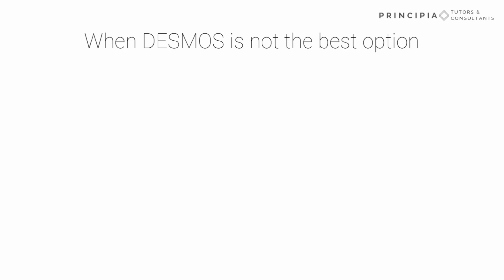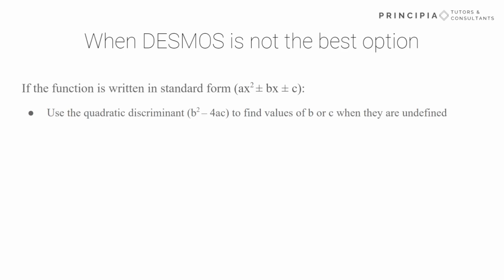All right, what about when DESMOS is not the best option? First, if the function is already written in standard form, again, that's ax squared plus or minus bx plus or minus c, use the quadratic discriminant, which is b squared minus 4ac, to find the values of b or c when they are undefined. If b is undefined, remember b squared minus 4ac has to be greater than or equal to 0, or when you want to isolate the b value, b squared needs to be greater than or equal to 4ac, and then you can resolve from there.